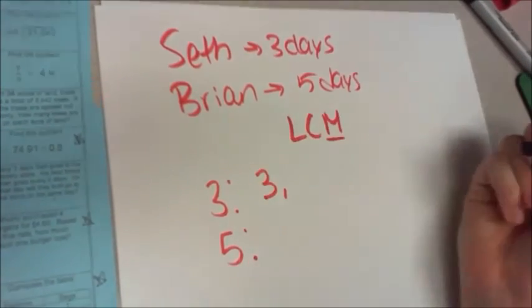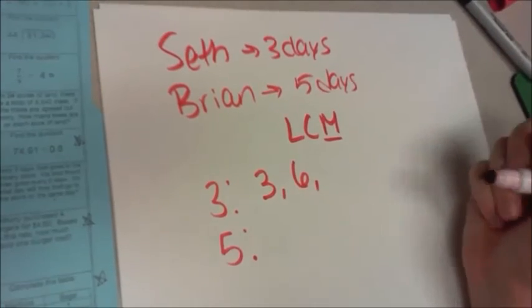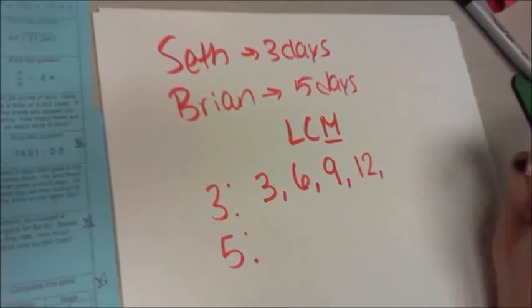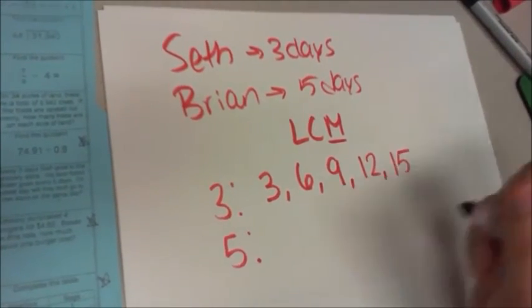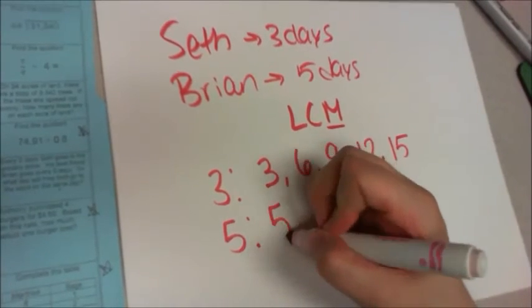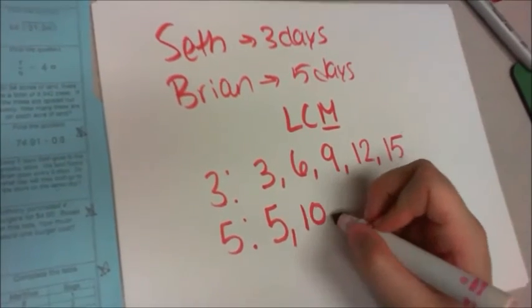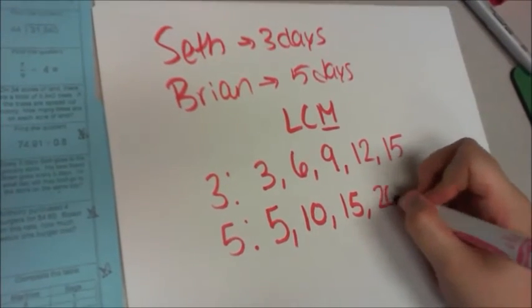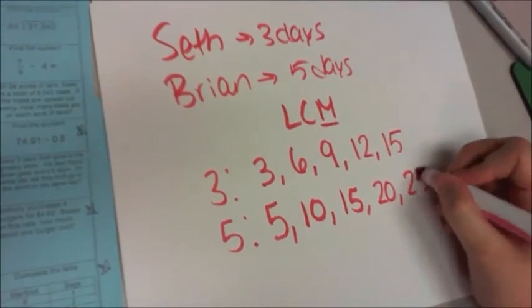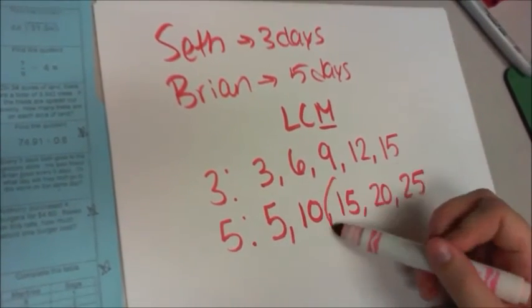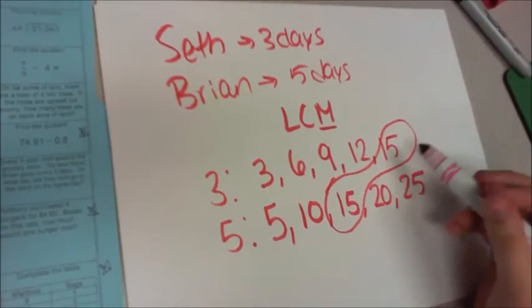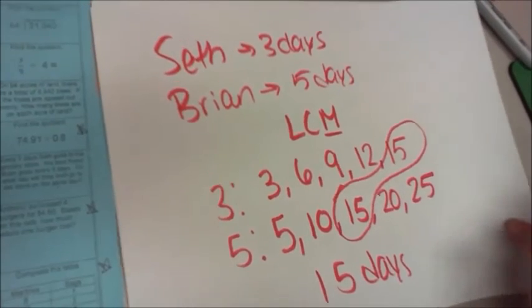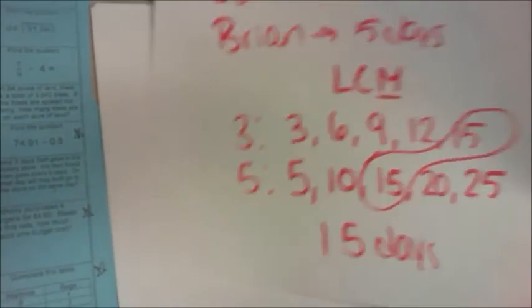3 times 1 is 3. 3 times 2 is 6. 3 times 3 is 9. 3 times 4 is 12. 3 times 5 is 15. Let's move to 5. 5 times 1 is 5. 5 times 2 is 10. 5 times 3 is 15. 5 times 4 is 20. 5 times 5 is 25. I see right here they have 15 in common. 15 is the least common multiple, which means after 15 days, Seth and Brian will finally run into each other in the candy aisle at Kroger.